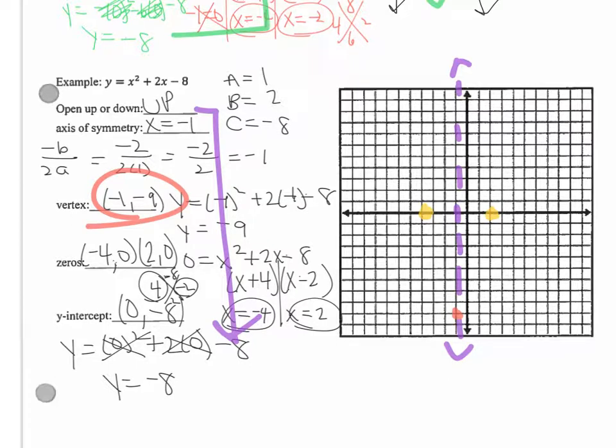And notice those are perfectly symmetrical with each other. I'm going to plot my y-intercept at 0, -8. And I'm going to make my reflection point of 0, -8. So notice 0, -8 is one block from my axis of symmetry. So I'm going to go one block past it, and I'm going to plot my reflection point. So I get the same number of points on each side of my axis of symmetry. So now all I'm going to do is make my parabola.